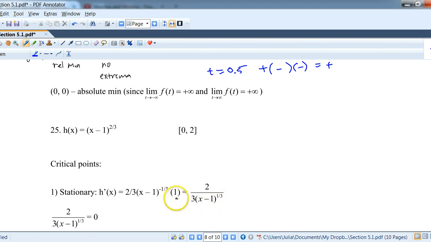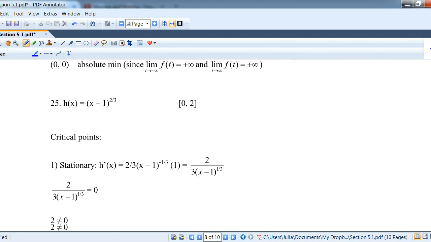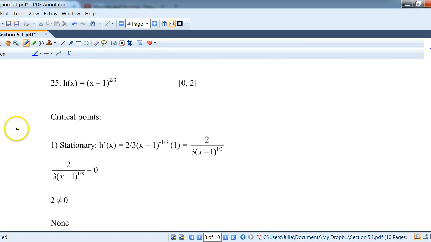And times 1 didn't really matter, so we omitted it. Stationary, we can set it equal to 0, very similarly as before. How did I get 2 does not equal to 0? You can always multiply by the denominator. So this is what I did. If you ever have a fraction, you can do that.